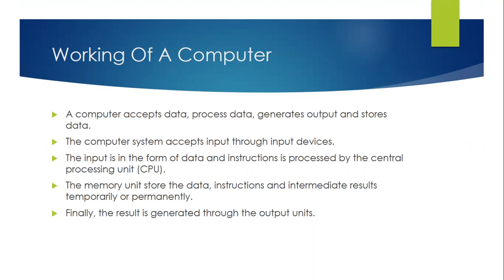A computer accepts data, processes data, generates output, and stores the data in the memory. The computer system accepts the data through input devices like keyboard and mouse. The input, in the form of data and instruction, is processed by the central processing unit, the CPU or the processor. The memory unit stores the data, instruction, and intermediate results temporarily or permanently in the random access memory, RAM, or the memory card or the hard disk. Finally, the result is generated through output devices like monitor, printer, these kinds of things.